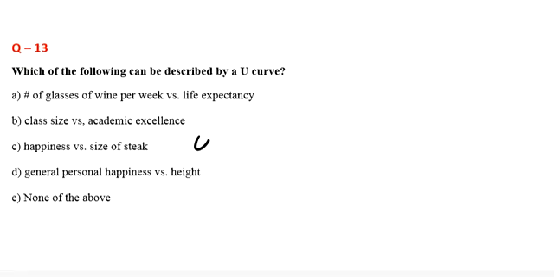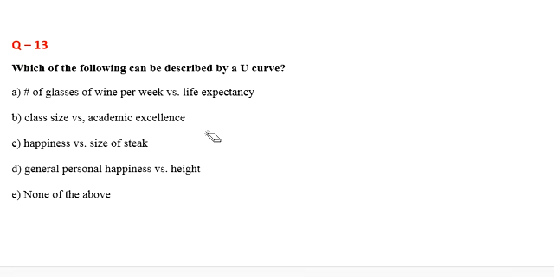Question number 13. Which of the following can be described by a U-curve? The number of glasses of wine per week versus life expectancy, class size versus academic excellence, happiness versus size of stake. These are all examples of the inverted U-curve, not the U-curve. So none of the above.